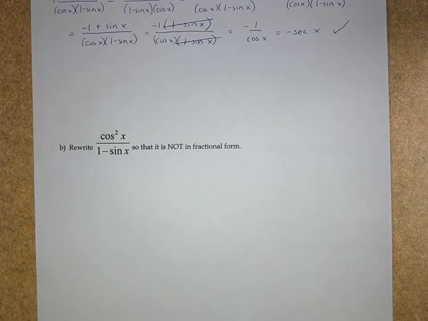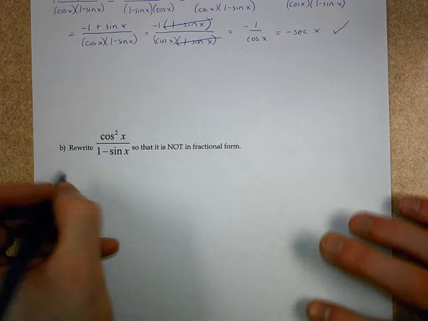The second problem we have here is rewriting this expression so that it is not in fractional form. So my goal is I need to somehow get rid of that denominator. And a great way to get rid of a denominator is by using a conjugate. Remember in the previous page how we talked about the conjugate of 1 minus cosine of x? The conjugate is 1 plus the cosine of x. And then there's a good chance that my denominator will simplify down using one of the Pythagorean identities.